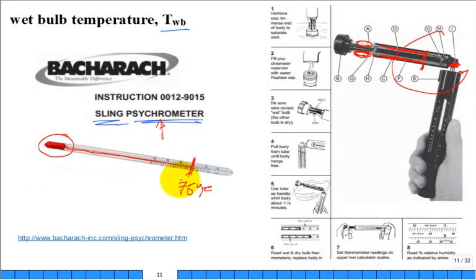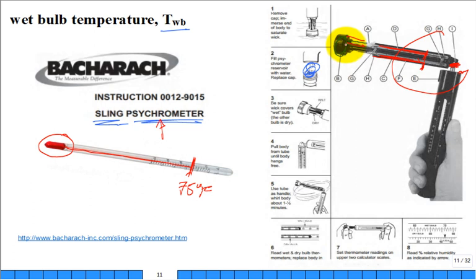How does it do that? There's a little cloth sock. Maybe you could see it. It's a little white sock. And that sock is connected to a reservoir with a little cap right here. You're supposed to take that reservoir cap off and fill it with room temperature water. Not real cold, not ice water, not boiling hot water, just room temperature water. Put it on. And then the water will wick up that sock and keep the bulb moist.